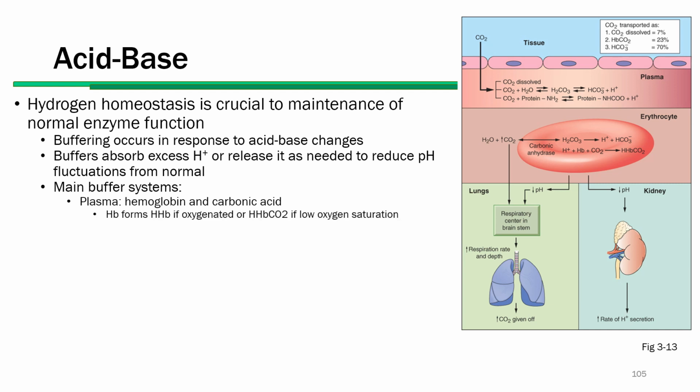Hemoglobin, you can see that one here. Hemoglobin will pick up a hydrogen, and it may also be picking up a carbon dioxide, depending on how much oxygen is in there. In this case it's got a carbon dioxide, and so you get the hemoglobin with the acid and the carbon dioxide attached. But it could also just be the hydrogen on the hemoglobin if it's got oxygen attached. Either way, hemoglobin picks up a hydrogen and helps to buffer it.